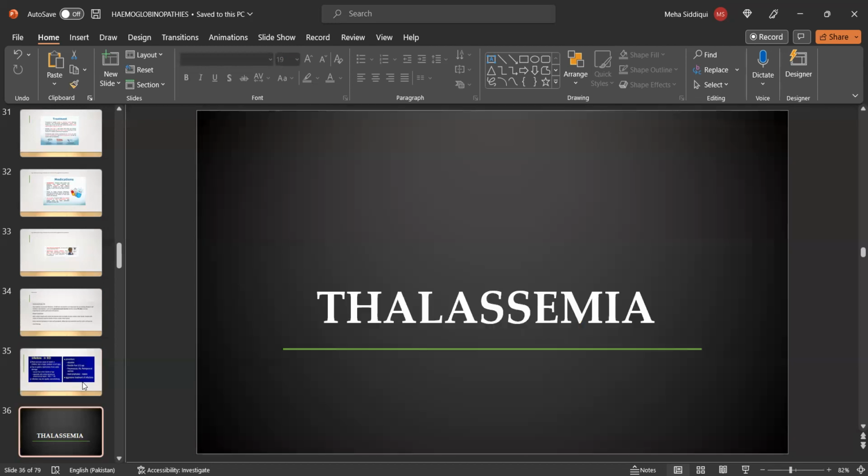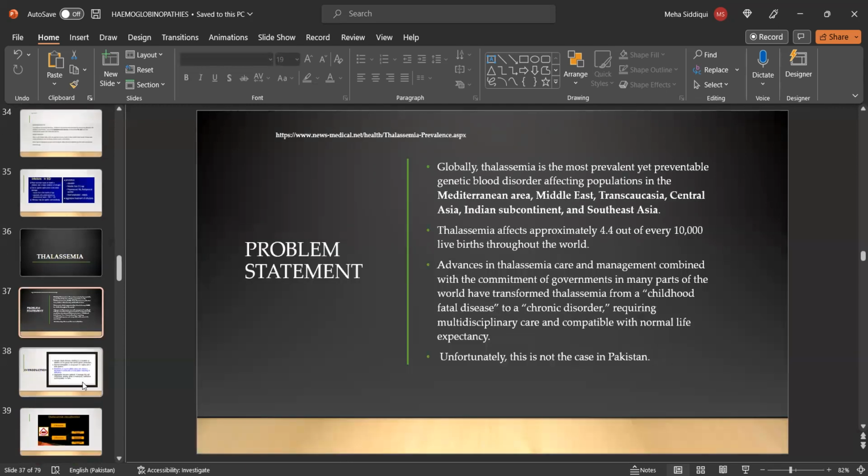Now, moving on to our second hemoglobinopathy, that is thalassemia. Globally, thalassemia is the most prevalent yet preventable genetic blood disorder affecting populations in the Mediterranean area, Middle East, Central Asia, Indian subcontinent, and Southeast Asia. It affects approximately 4.4 out of every 10,000 live births throughout the world.